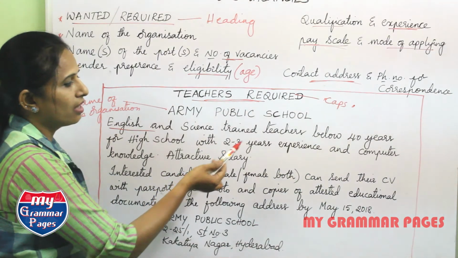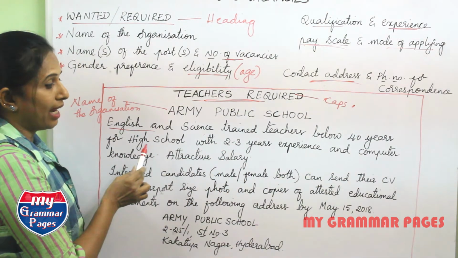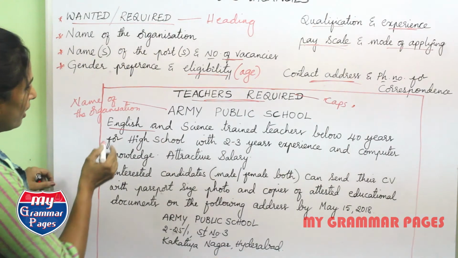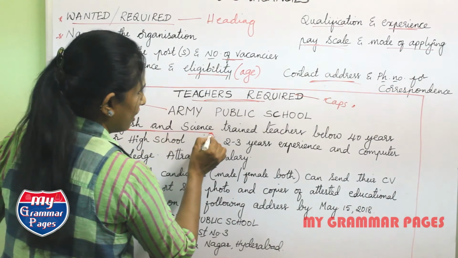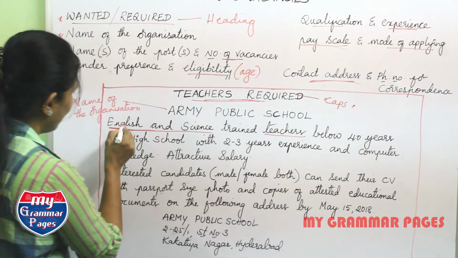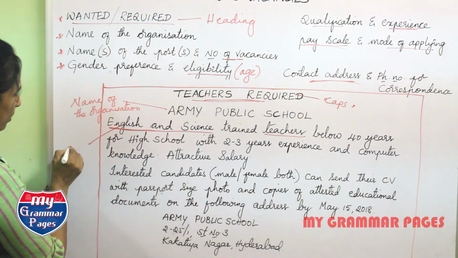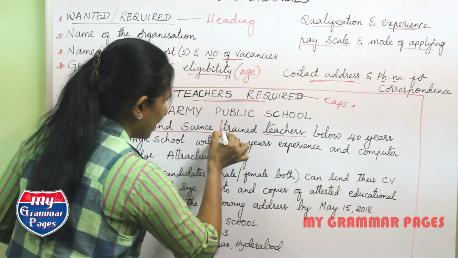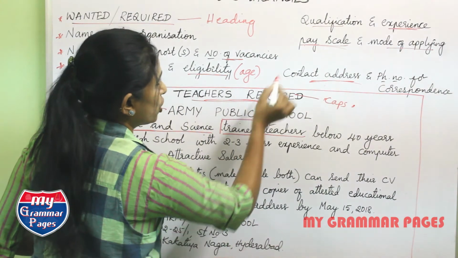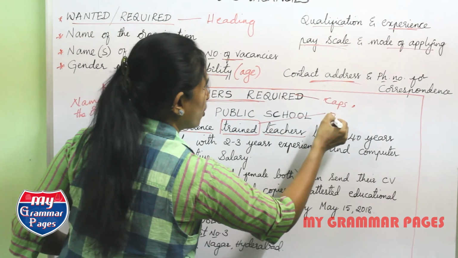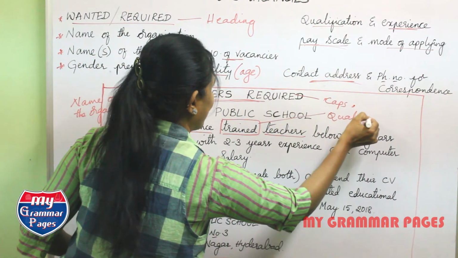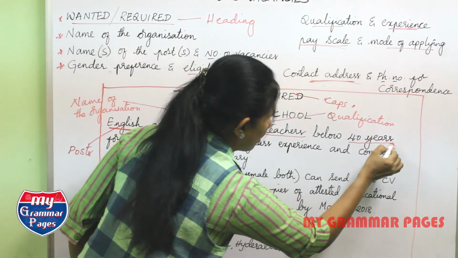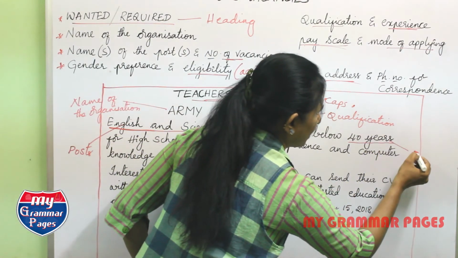And coming to the next one: English and science trained teachers below 40 years for high school with 2 to 3 years experience and computer knowledge, attractive salary. In this one, let me see whether the features are satisfied or not. English and science teachers, these are the names of the posts. So we have taken 2 posts here, and we have clearly mentioned "trained". This comes under qualification. They need to be qualified in their respective subjects. And "below 40 years" comes under eligibility.